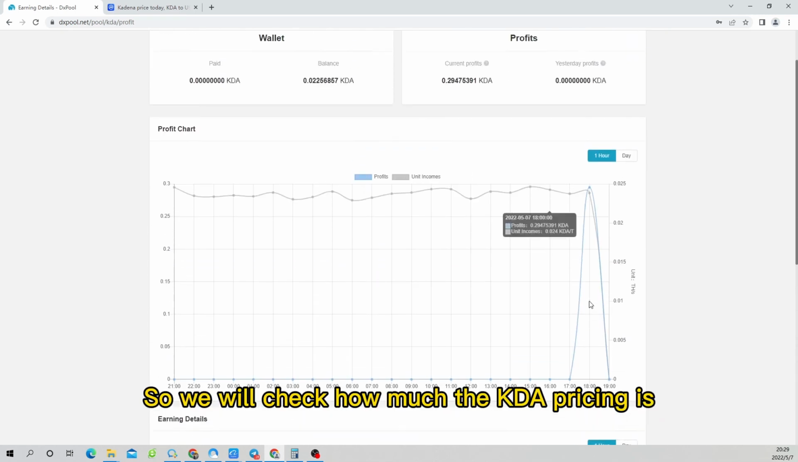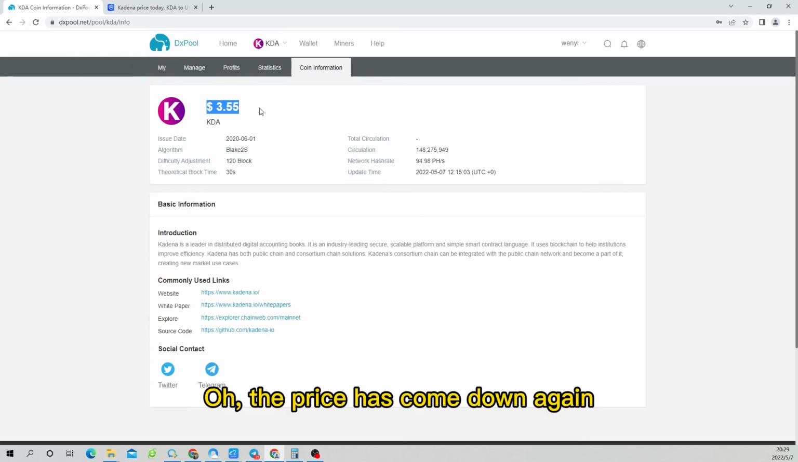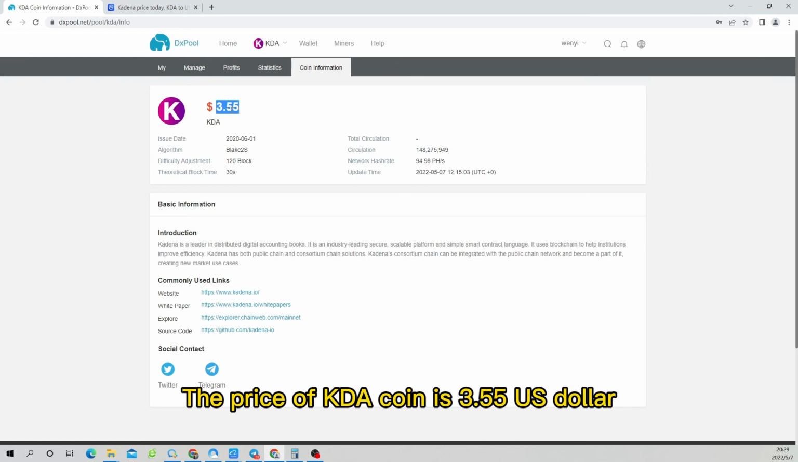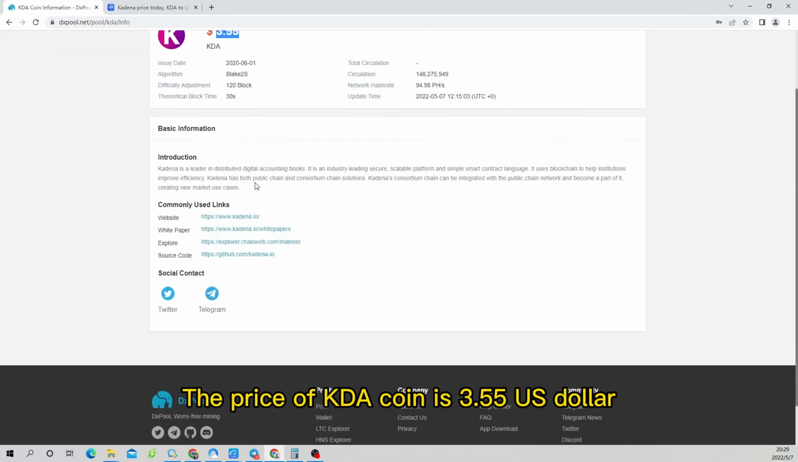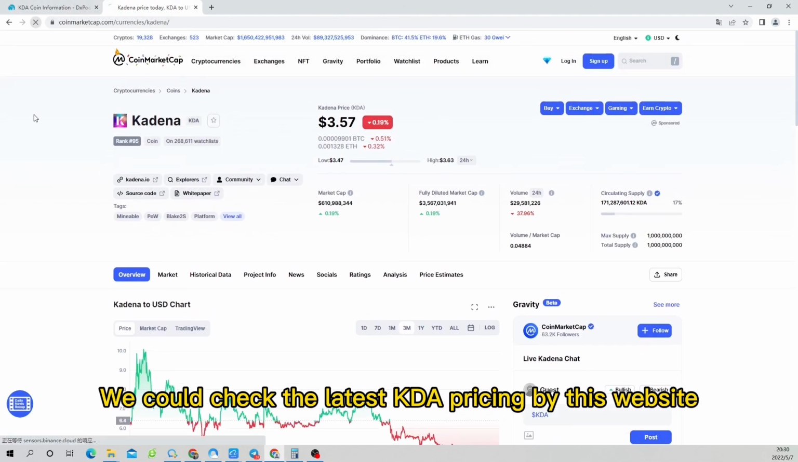So we will check how much the KDA price is. Wow, the price is coming down again. Yeah, the price is $3.055. And we also check the latest KDA pricing on these websites.